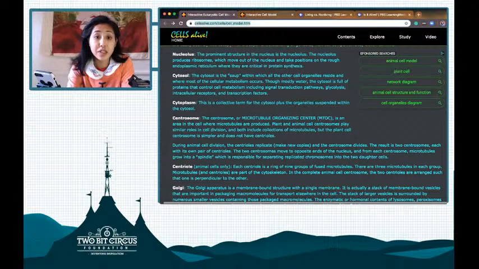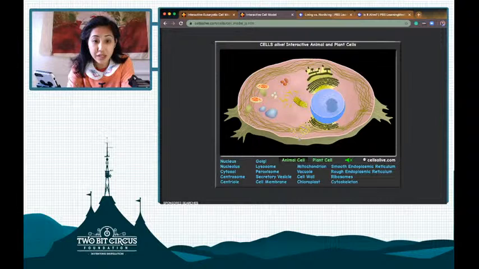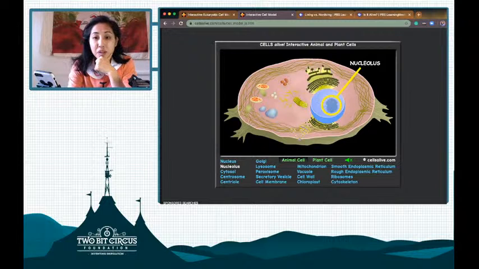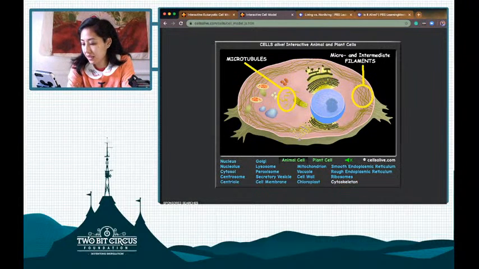Cytosol is the soup in which the other organelles reside. So cytosol, let's click it here. It's all this pink stuff right here. And what I was just talking about before, the nucleolus, is right here inside the nucleus. And then this is the cytosol, all of that liquidy material that's on the outside.